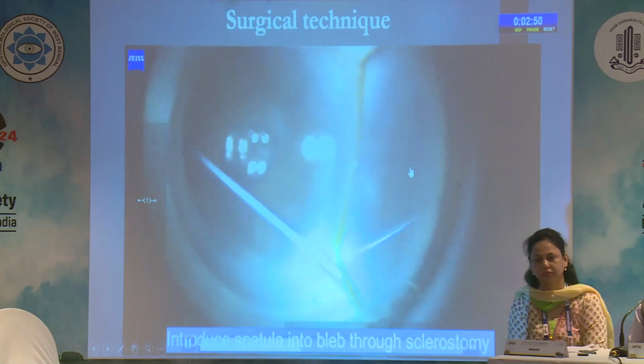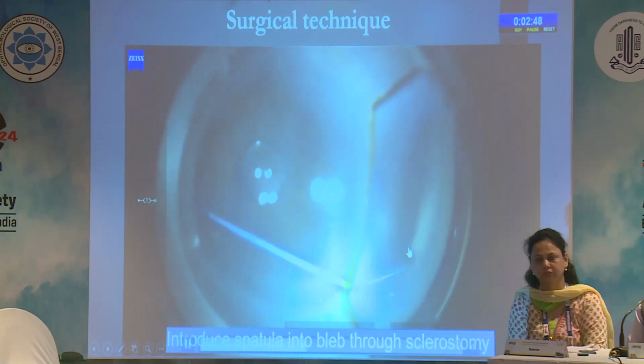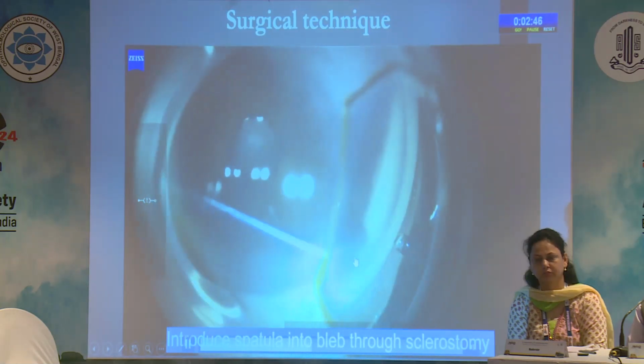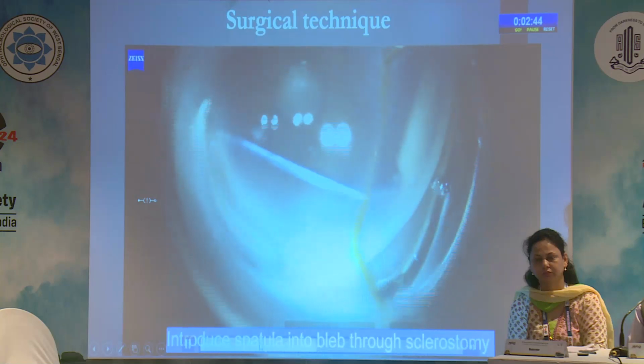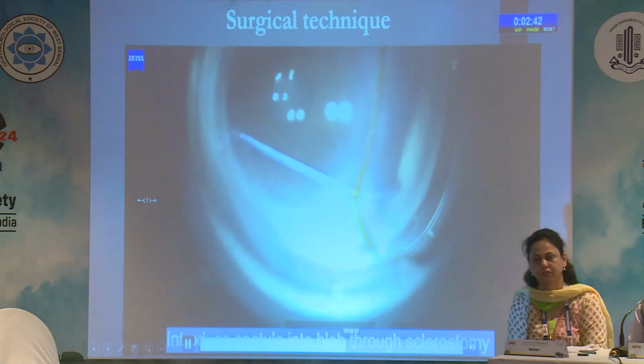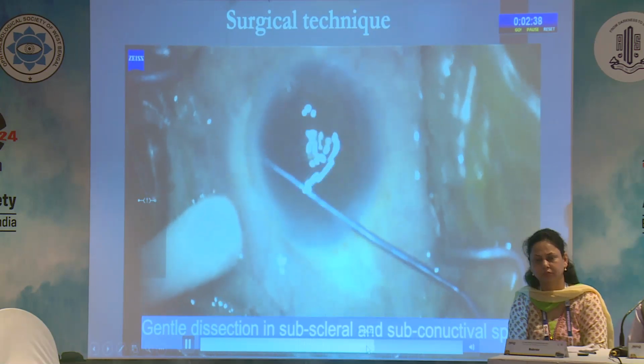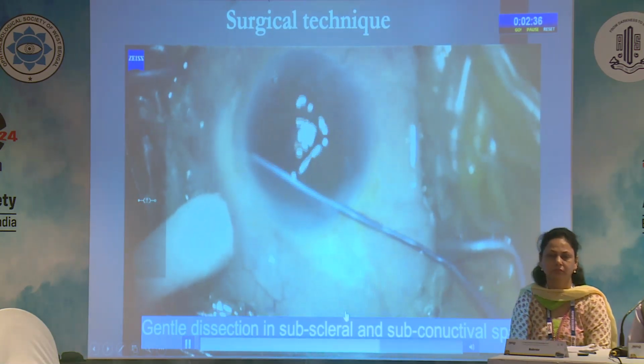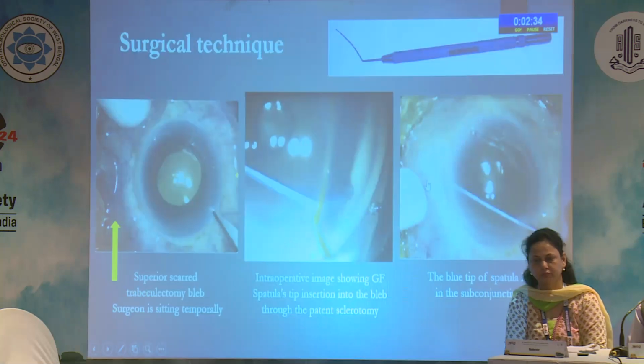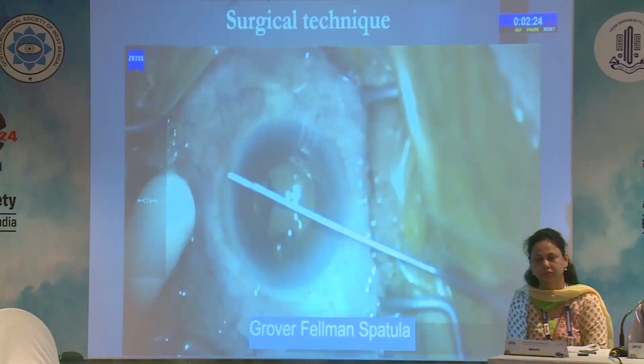This is the indirect gonio lens, and in the inferior mirror we can see the spatula going inside the sclerostomy. Once it is inside the sclerostomy, we remove the gonio lens, and then with a sweeping or side-to-side movement, we gently dissect the scar tissue. Once it is in the subconjunctival plane, the blue tip of the spatula is visible in the subconjunctival plane. The end point of this procedure is shallowing of the anterior chamber with formation of a diffuse bleb.